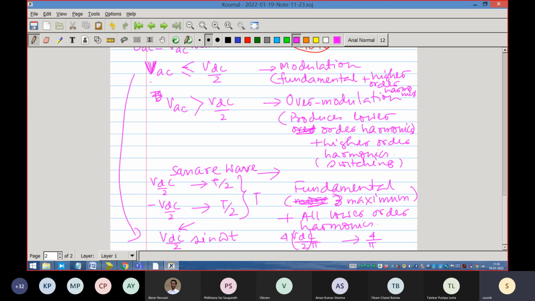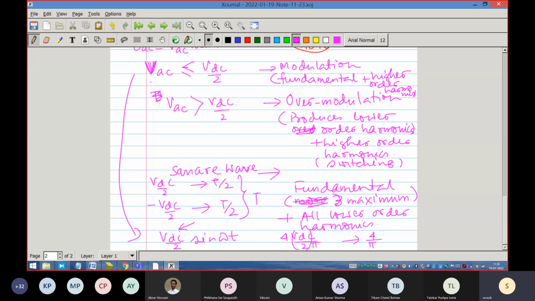But if you say that I don't care about the harmonics, for example, I want to know how much maximum voltage I can produce, then it completely goes without switching within the period. It has only one switching, one high and one low over the period T. There is no switching in between, and you generate a square waveform, plus VDC by 2 and minus VDC by 2.